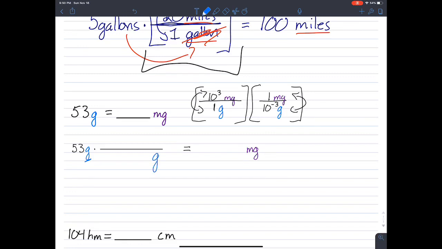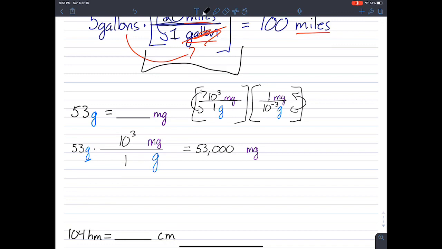That's how it's going to eliminate itself, because what this is essentially saying is you're having grams divided by grams, so grams are going to cancel. So grams is in the denominator, milligrams is in the numerator. So we got 10 to the 3rd milligrams up here, 1 down here. So we're multiplying 53 by 10 to the 3rd. Multiplying 53 by 1,000. So if you do that math, you get 53,000 milligrams.